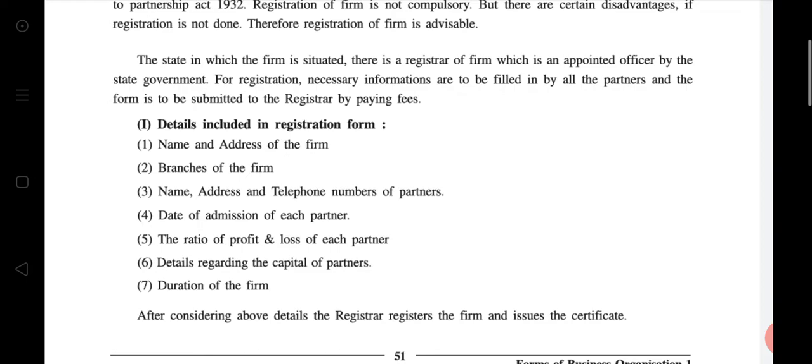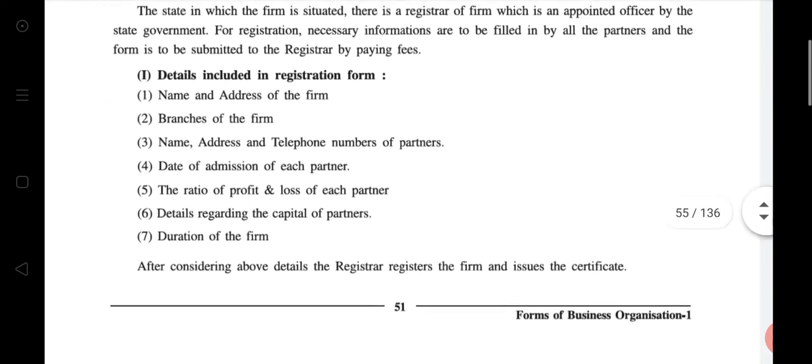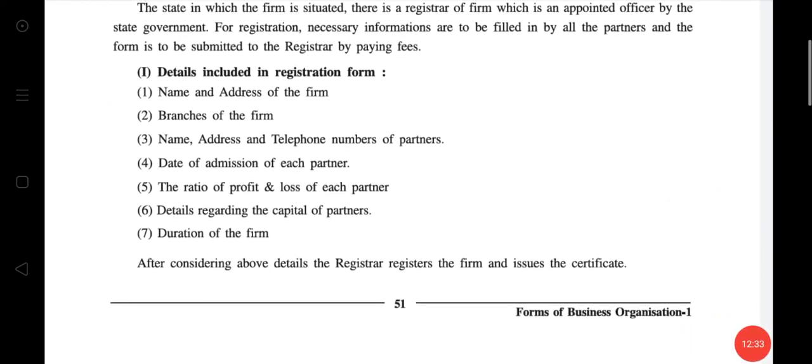Necessary information has to be filled in by all the partners and the form is to be submitted to the registrar by paying fees. So which types of details are included in the registration form are stated below. So first, name and address of the firm, then branches of the firm, then name, address and telephone number of partners, then date of admission of each partner, the ratio of P&L of each partner, then details related to capital of partners and duration of the firm.